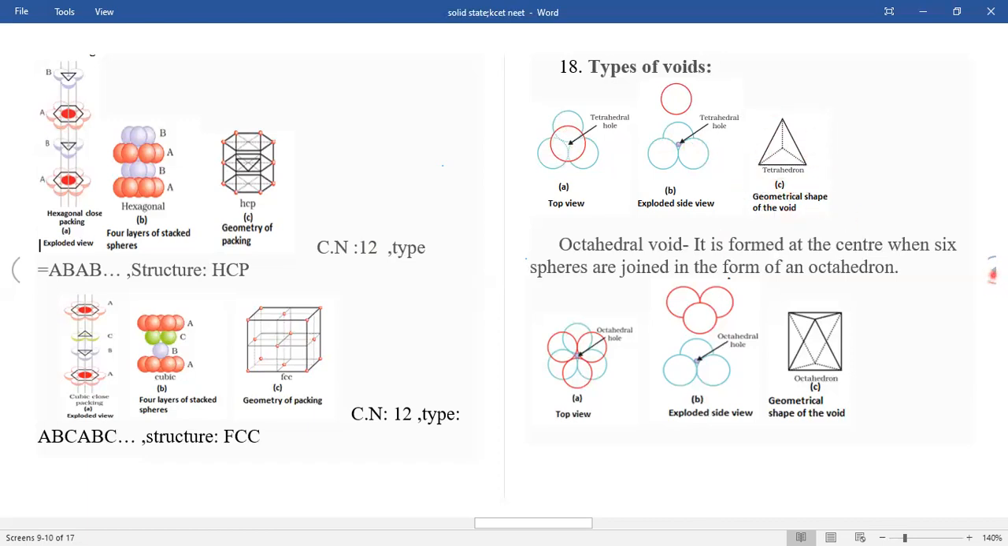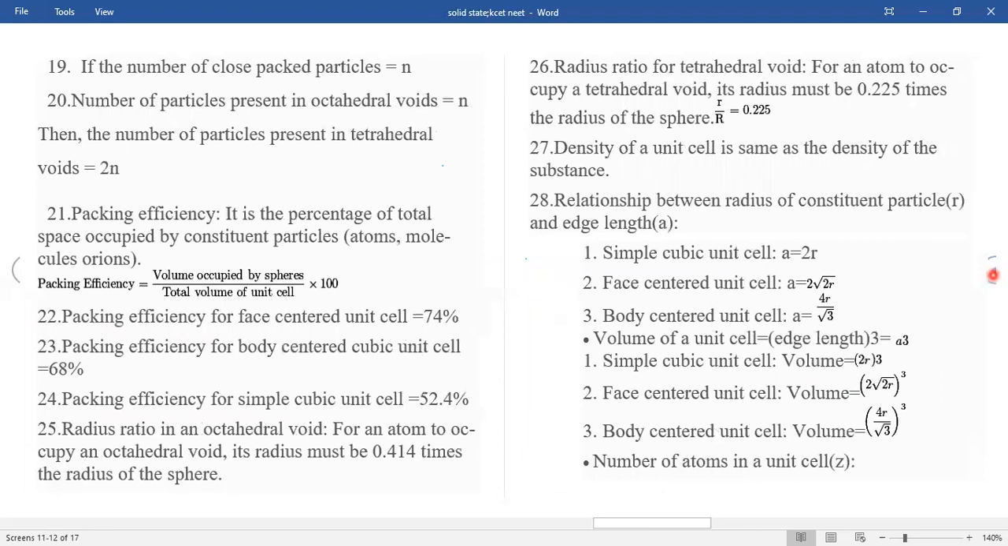How are we going to find out? There is a relation between these two. If the number of close packed particles is n, then the number of octahedral voids will be n. Means if the number of atoms is n, the number of octahedral voids is n. The number of tetrahedral voids will be 2n. So you have to remember this formula.